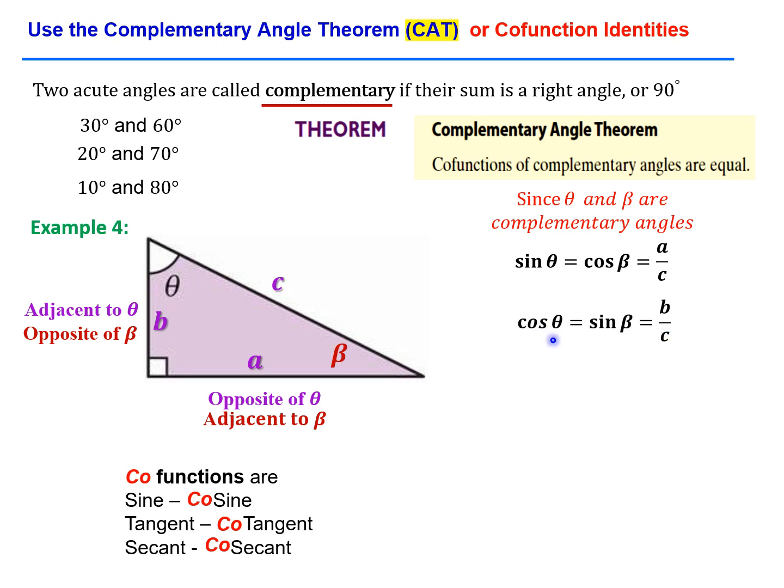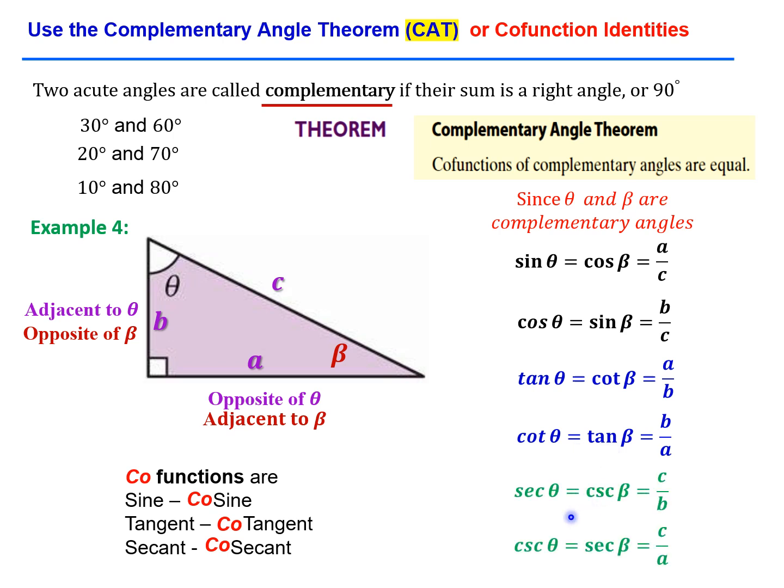So cosine theta is equal to sine beta, because cosine and sine are cofunctions and theta and beta are complementary. They are related to each other. If sine theta is equal to cosine beta, then cosine theta is equal to sine beta. Okay, so the next two are for tangent and cotangent. The cofunction of tangent is cotangent, and theta and beta are complementary angles. That's why they are equal. So same, cotangent theta is equal to tangent beta.